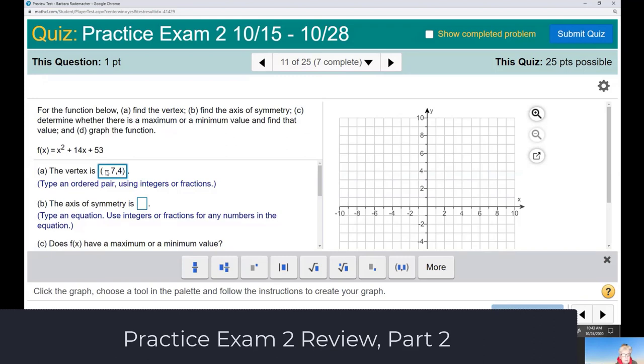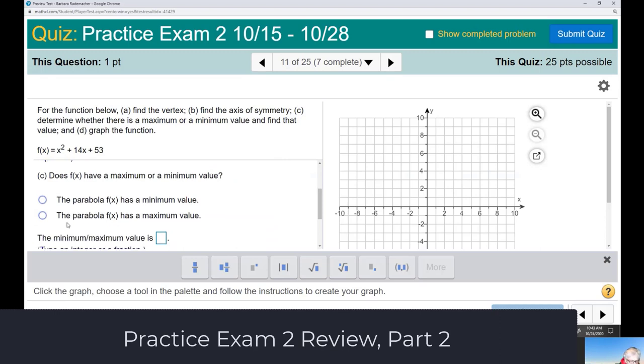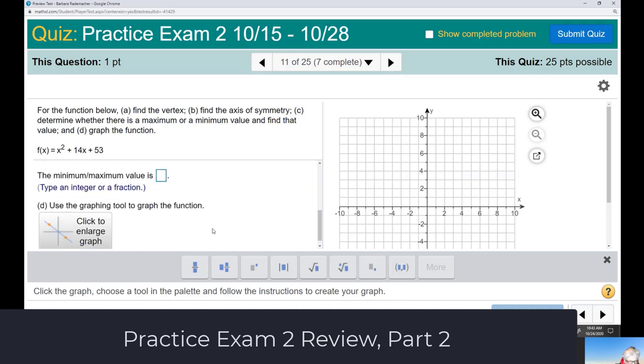All right. The axis of symmetry is x equals negative 7. Does f of x have a max or a min? It has a minimum value, and the minimum value is 4. And I can't check my answer yet. Boo!